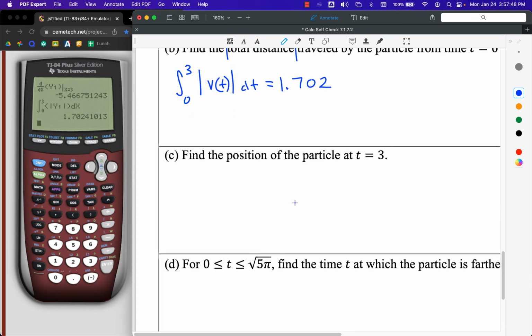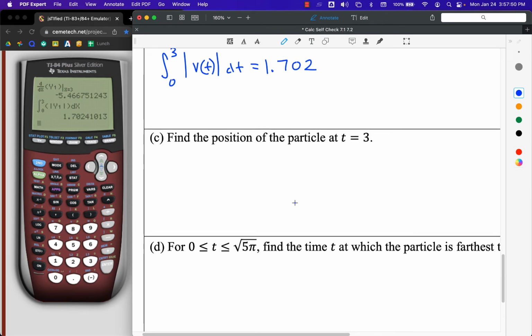Find the position of the particle at time is equal to 3. And this is really close, right? This is just a start plus change is equal to end. End because we're looking for the end position. So I'm going to write it out. Start plus change is equal to end.